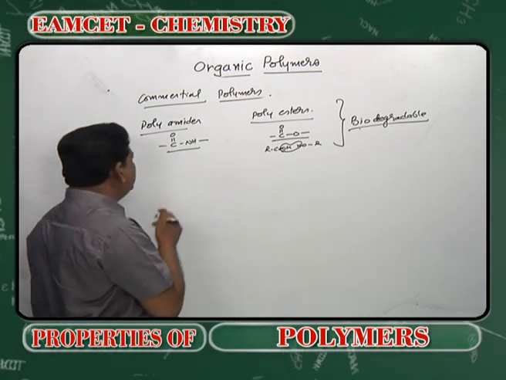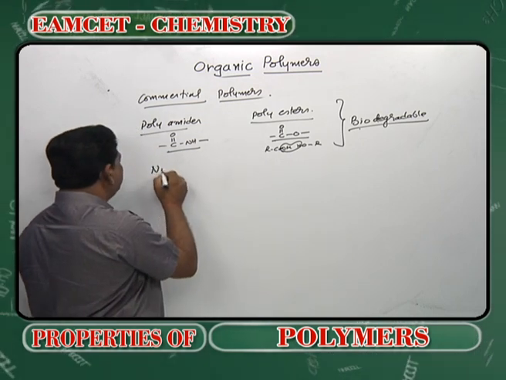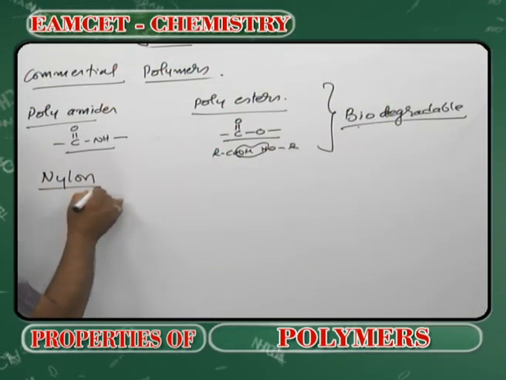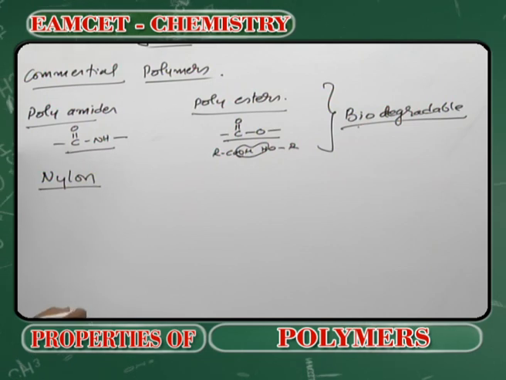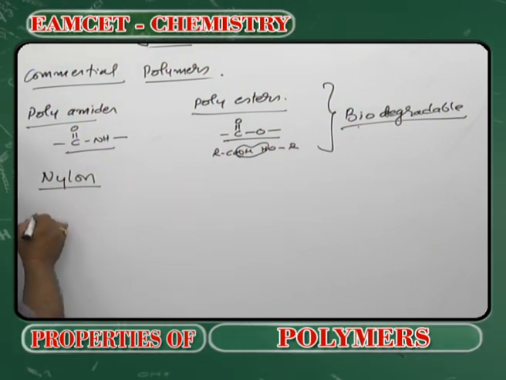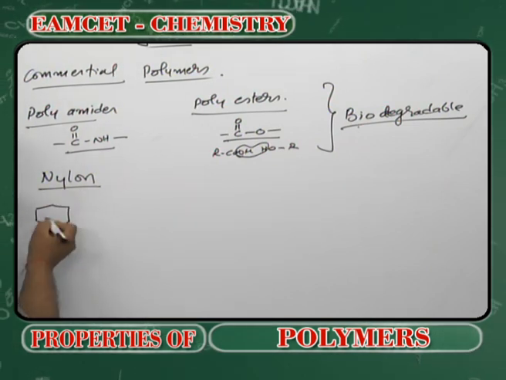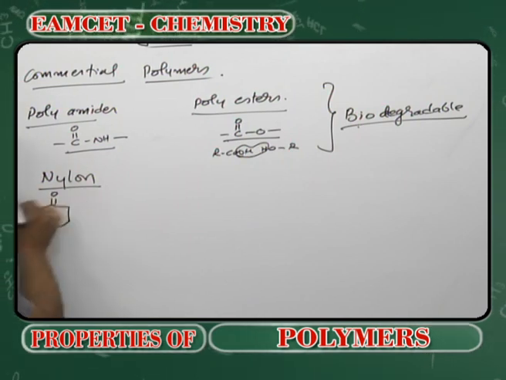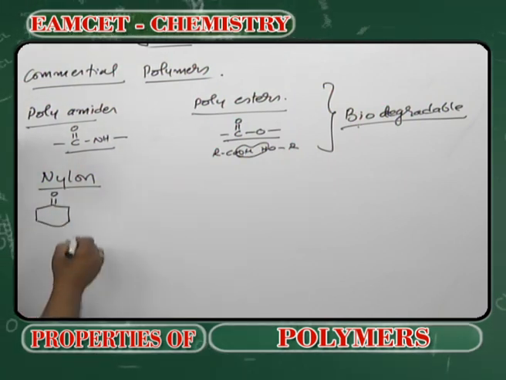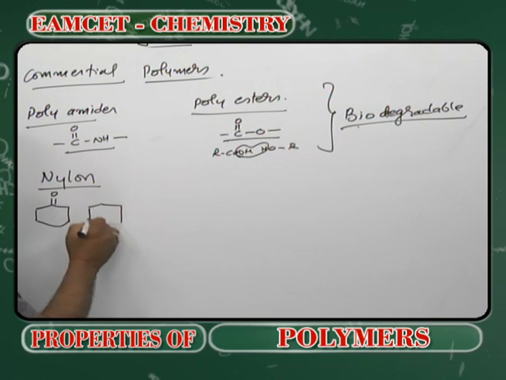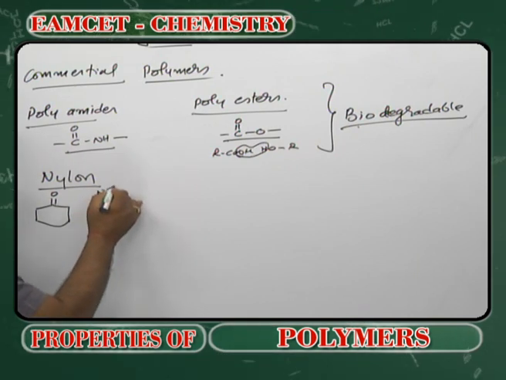But what are these polyamides? Let us say one of the beautiful polymers is nylon. How is this nylon prepared? Nylon can be prepared synthetically by oxidizing phenol. You can prepare cyclohexanone. The cyclohexanone can be converted into its oxime.